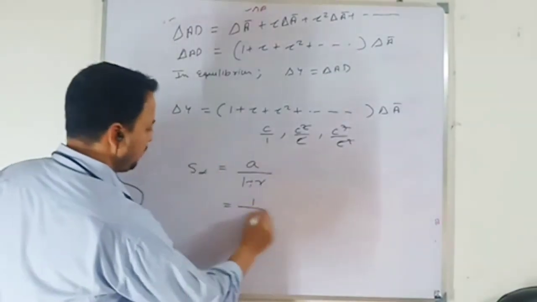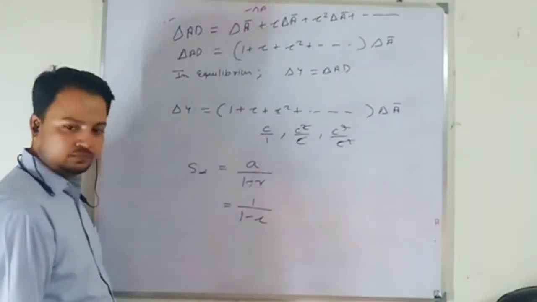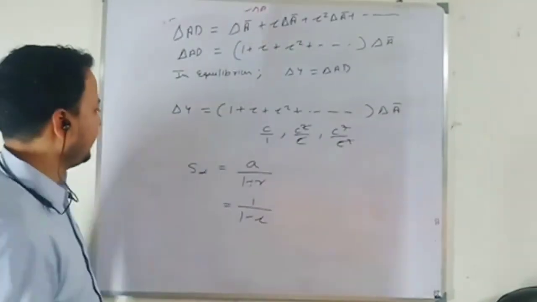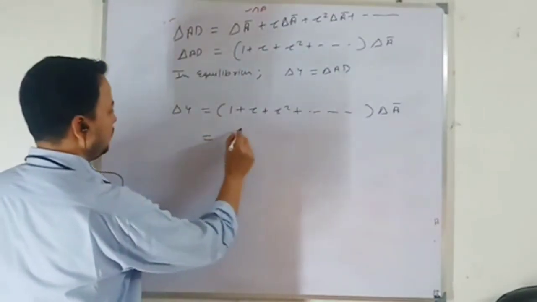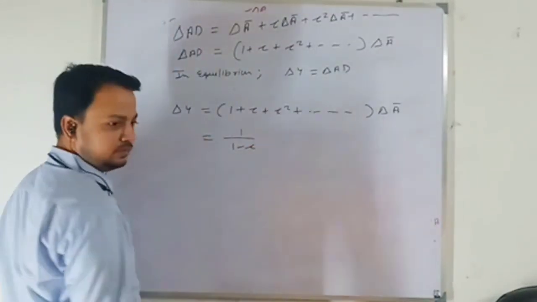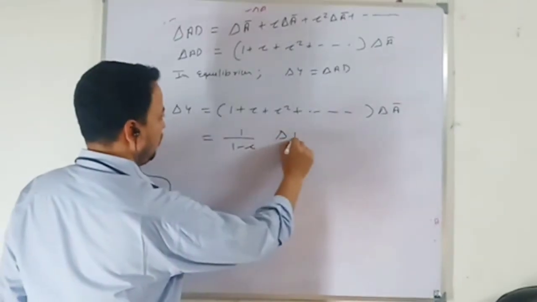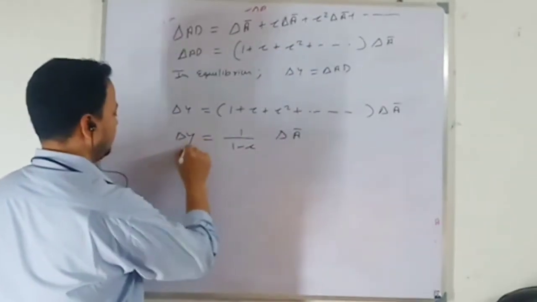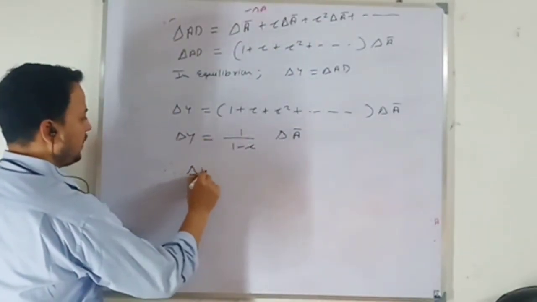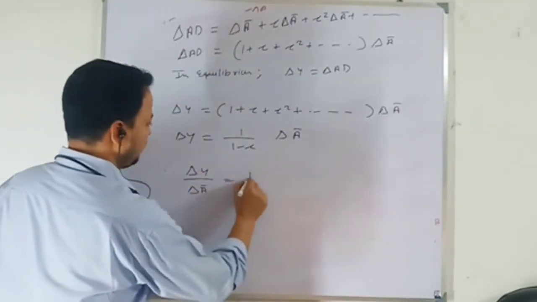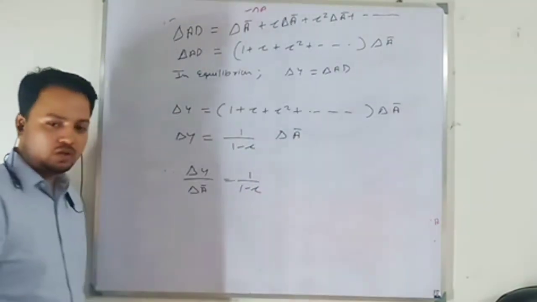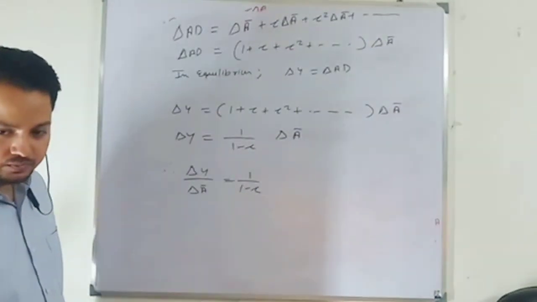Okay, so this will be 1 over 1 minus small c. So this series I can write in terms of 1 over 1 minus small c, change in autonomous component. Therefore, what is the multiplier? Change in income due to change in autonomous component, which is 1 over 1 minus small c. Now you understand how this multiplier is working.